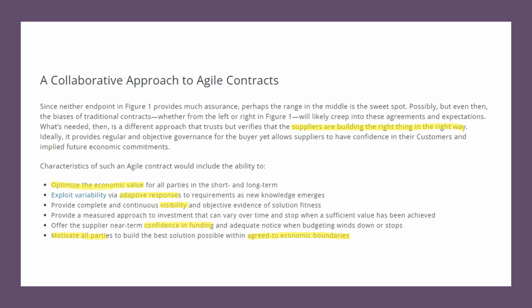Offer the supplier near-term confidence in funding and adequate notice when budgeting winds down or stops. Finally, its ability to motivate all the parties to build the best solution possible within agreed-to economic boundaries. So these are some of the characteristics of a collaborative approach to agile contracts.